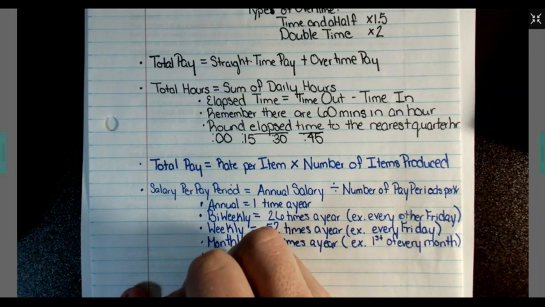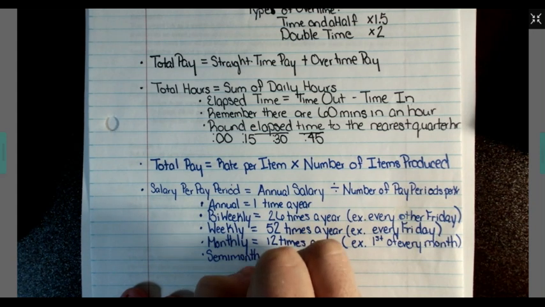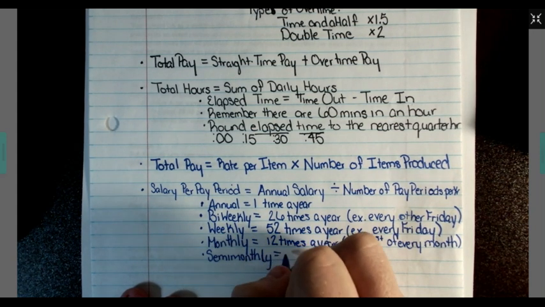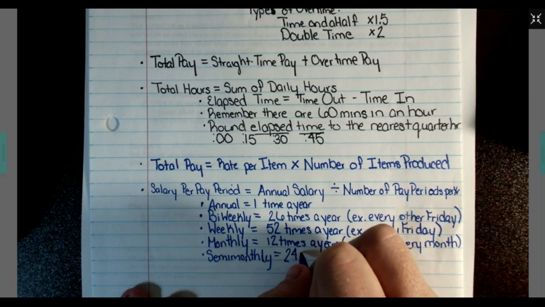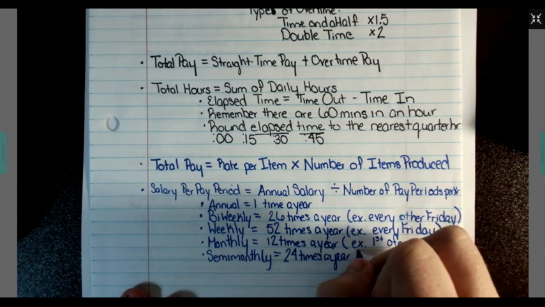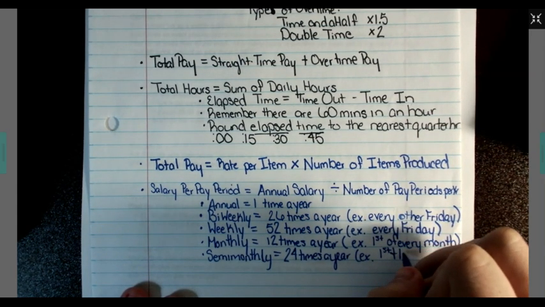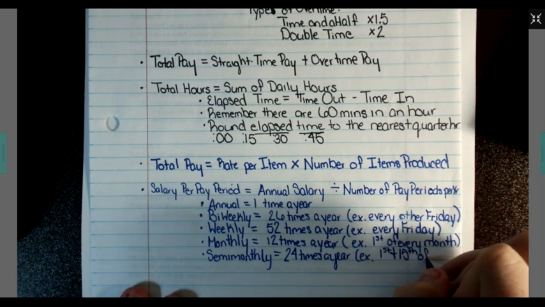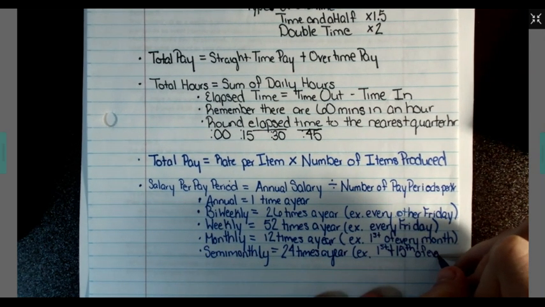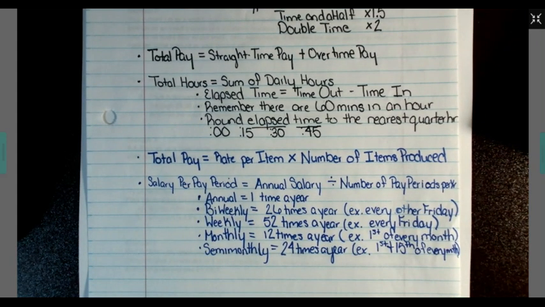And the last one is semi-monthly, which is 24 times a year. For example, the 1st and 15th of every month. All right. So those are the breakdowns of the way that you could get paid salary.